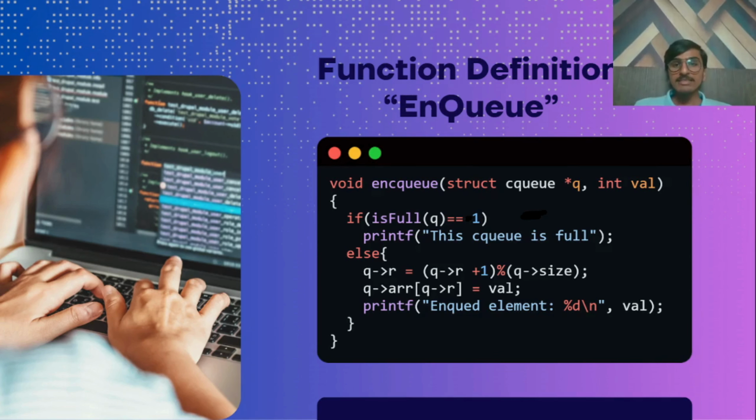In this, we will change the rear position by 1, and we will also perform a special operation of modulus Q of size to reuse the empty memory created by the DQ function at the starting position. If the rear position plus 1 is equal to the size given by the user, then we will print the message of the included element and the element which is given by the user.